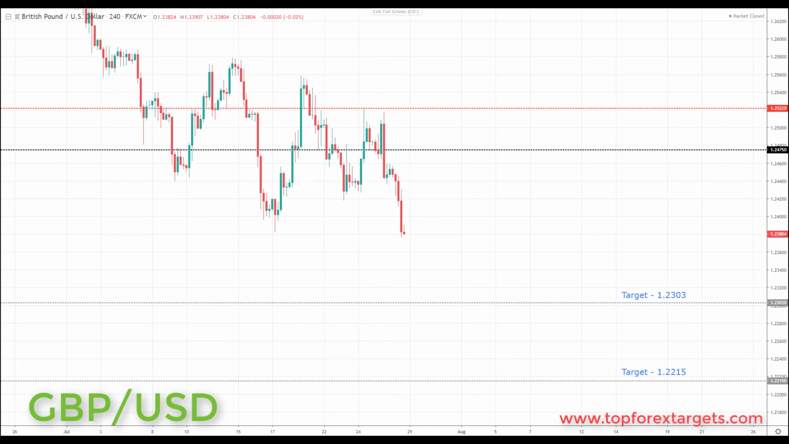So the next market we're going to look at is Pound Dollar. Now last week we started to make our way down towards the target set from last week at the 1.2303. We're still looking for further declines going into this week. The Pound Dollar is still structured to the downside.